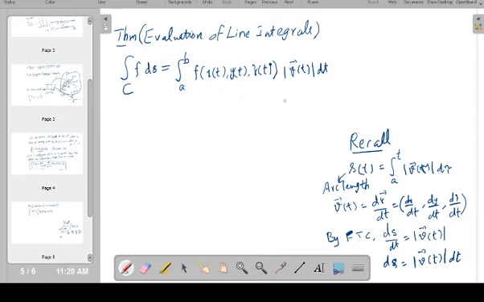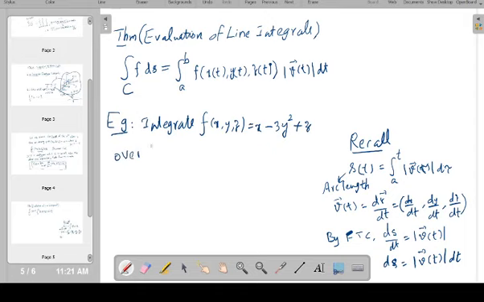Okay, we will see an example. Integrate f of x comma y comma z equal to x minus 3y square plus z over the line segment C joining the origin and the point 1, 1, 1.